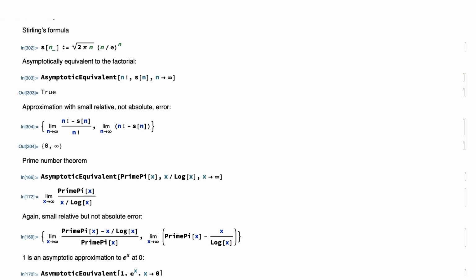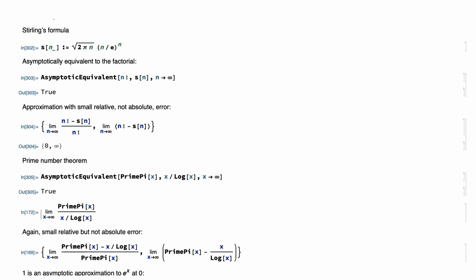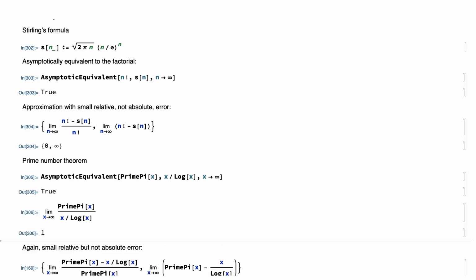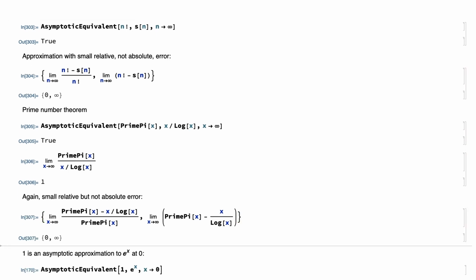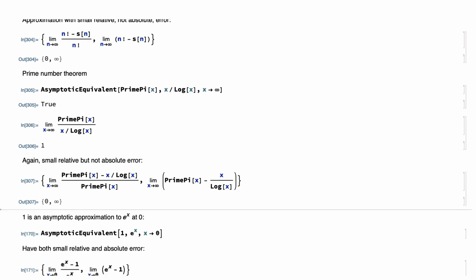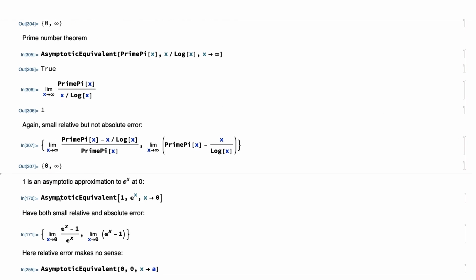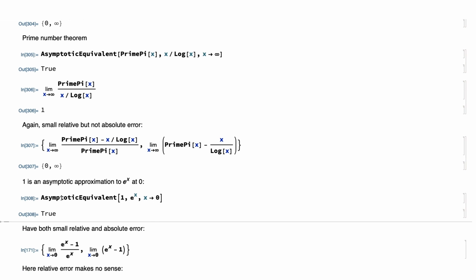So, examples. One of, I think, the two canonical examples is Stirling's formula for the factorial function. The square root of 2πn times n over e to the n is asymptotically equivalent to the factorial function. It is approximating with small relative, not absolute, error. In fact, if you calculate the absolute error, it blows up as n goes to infinity.